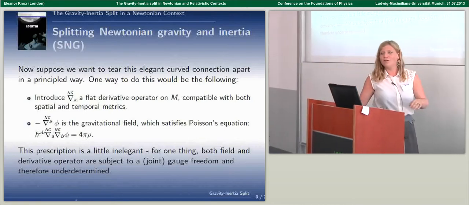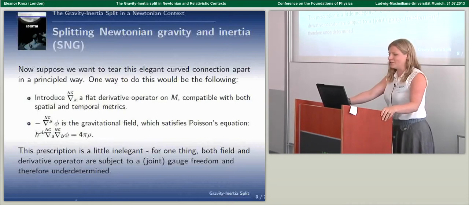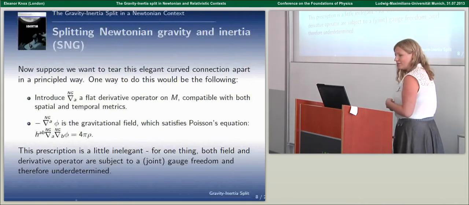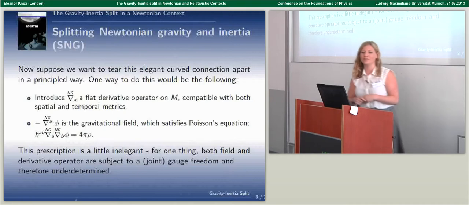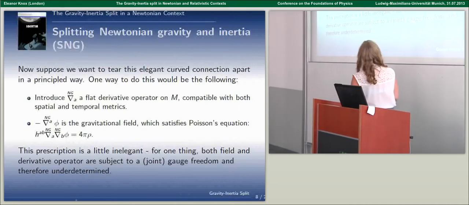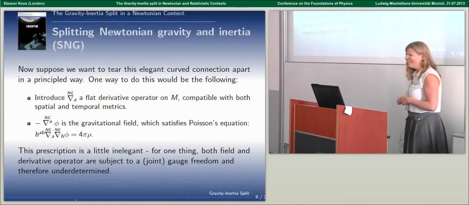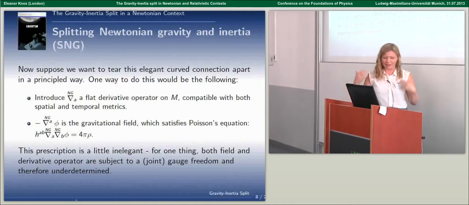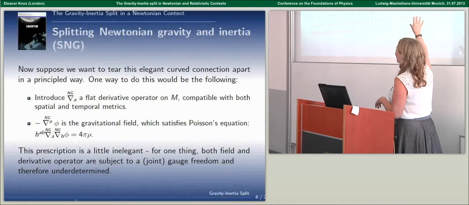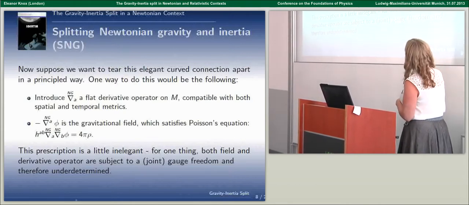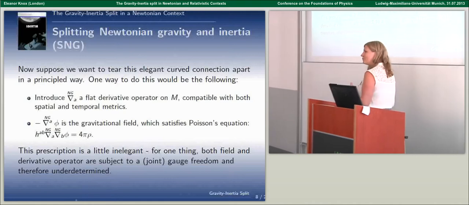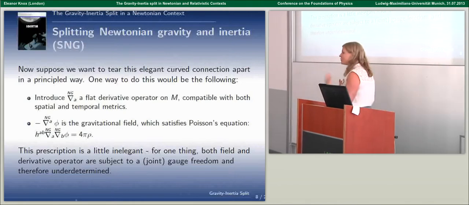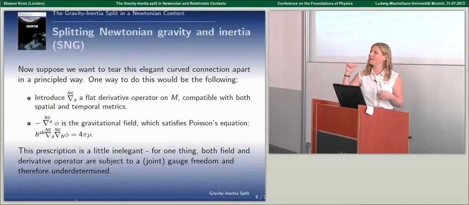So how might you reintroduce something like a gravitational field, a gravity-inertia split? Well, one way to do it would be to introduce a flat derivative operator that's compatible with both the spatial and temporal metrics, and introduce some gravitational field that looks like this thing, satisfying Poisson's equation. And you might be a little unhappy with this. So if anyone's listened to other talks by me, you might be surprised at the angle I'm going to take here, and so I should at least say, I would be unhappy with this, right? This prescription's inelegant. For one thing, both our gravitational field and our derivative operator are subject to a kind of joint gauge freedom, and they're highly underdetermined. So really, if you'd started from the geometrized perspective, this would seem like an unnatural move to make.